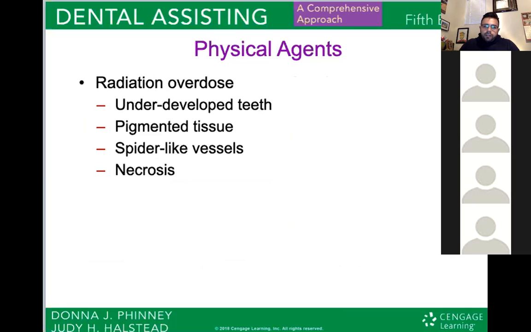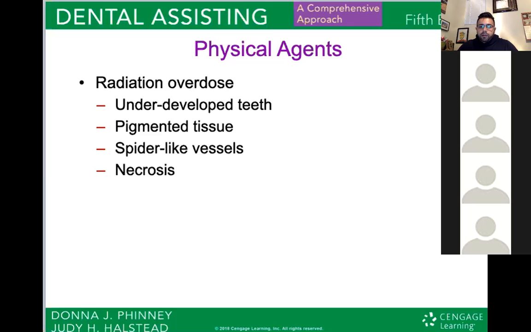Other physical agents are radiation exposure. A radiation injury is when a patient receives too much radiation. In this case, teeth can be malformed, dwarfed, or without roots, depending on the stage of development. Tissue within the area may appear pigmented, or spider-like vessels may appear in the skin that appears to be atrophied.